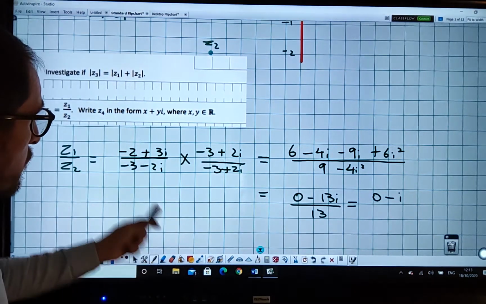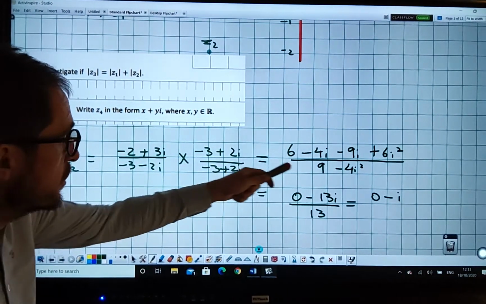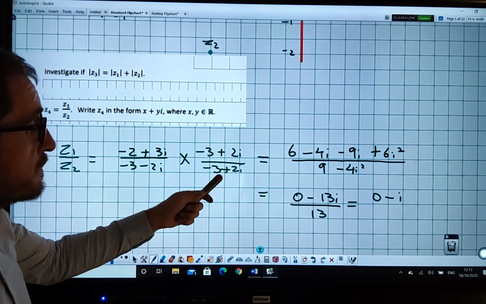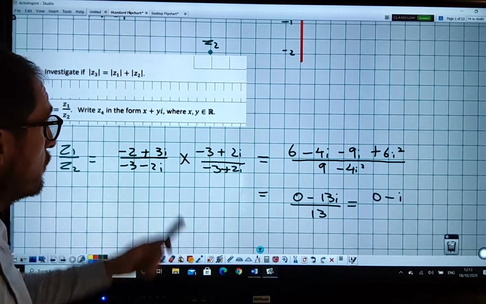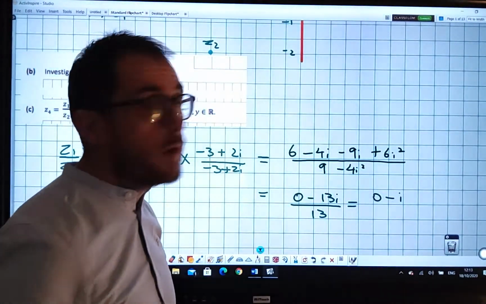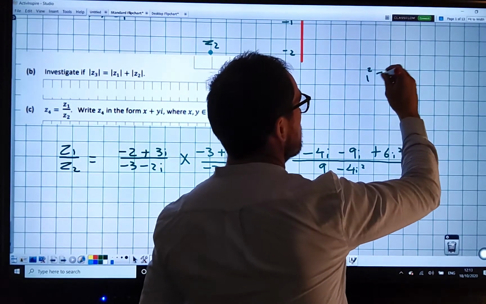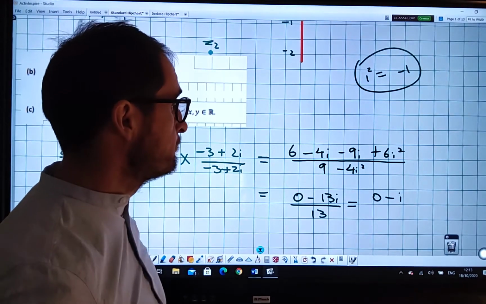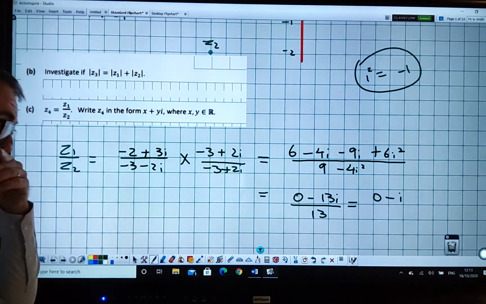So again, that's just multiplying the sets. Look, minus 3 times minus 3 is 9. Minus 2i times minus 3 is 6i. Minus 3 times 2i is minus 6i. So 6i minus 6i is 0. And then you have minus 2i times 2i, which is minus 4i squared. But remember, i squared is equal to minus 1. So that becomes plus 4. That's how you do that. So that was that question there.